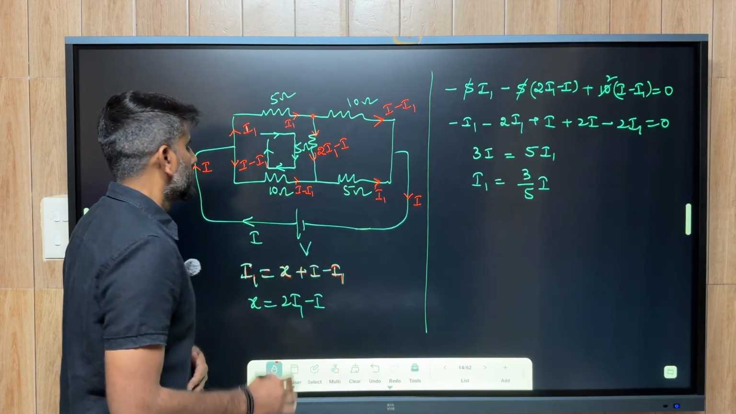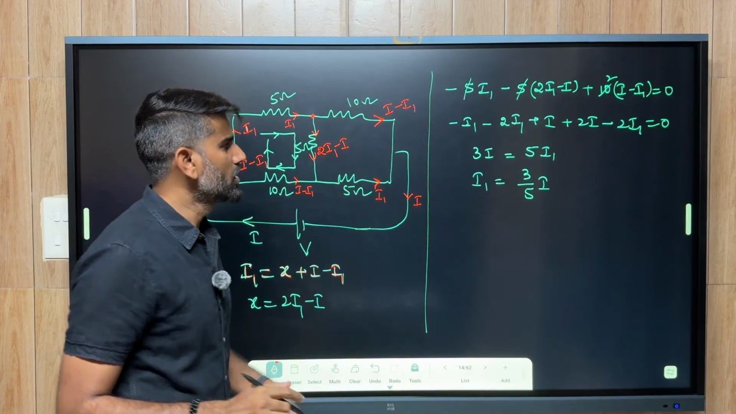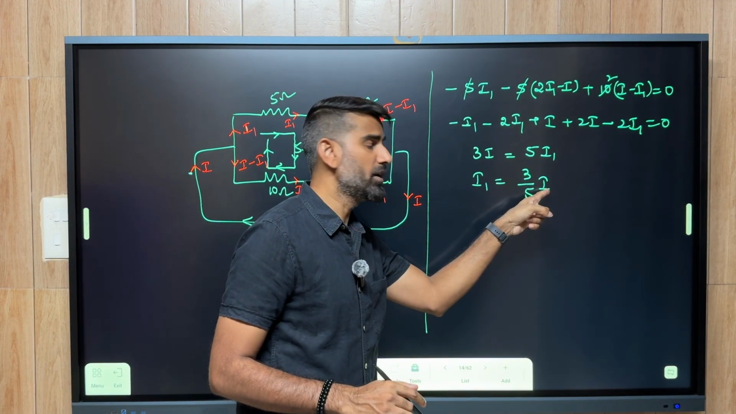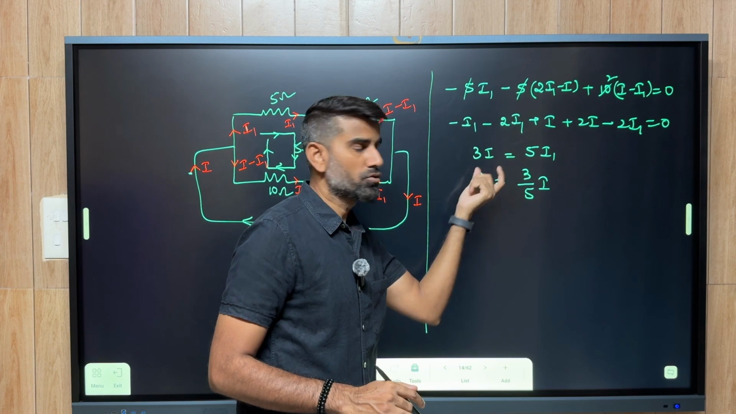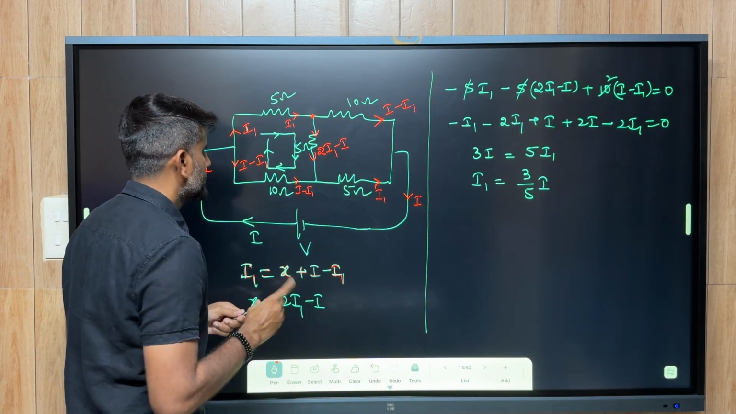Okay, now listen to me very carefully. I'm taking another loop, as we have two variables. I want to find I1 as well. So in order to find it, I'm taking another loop, which is this one.